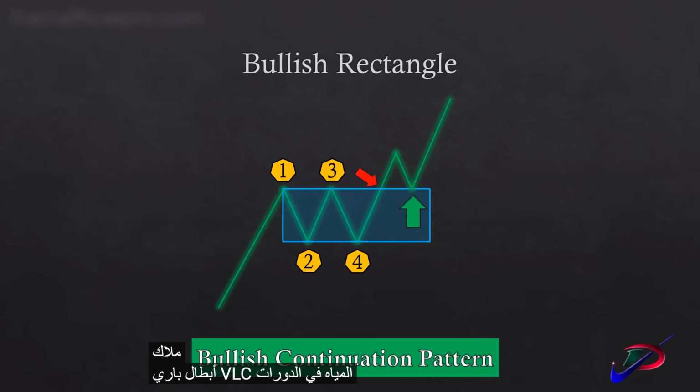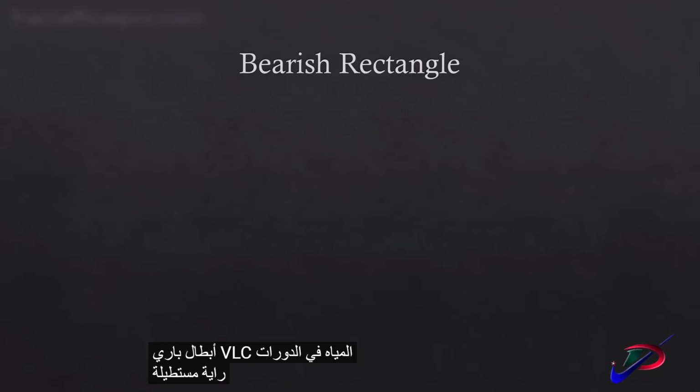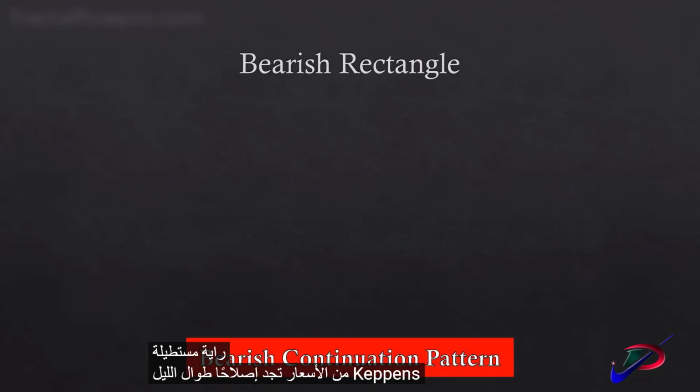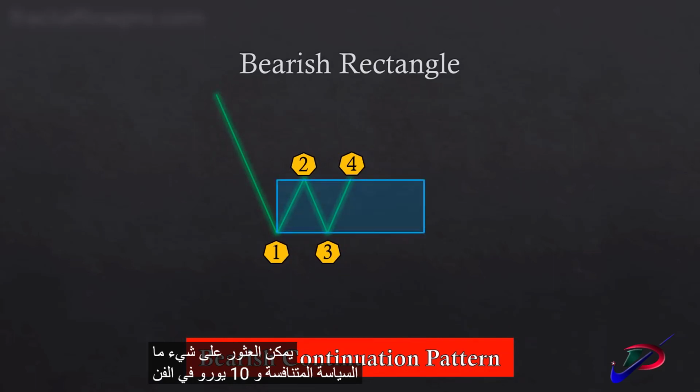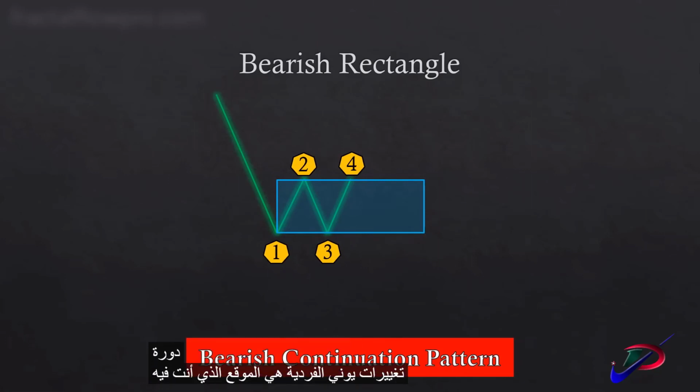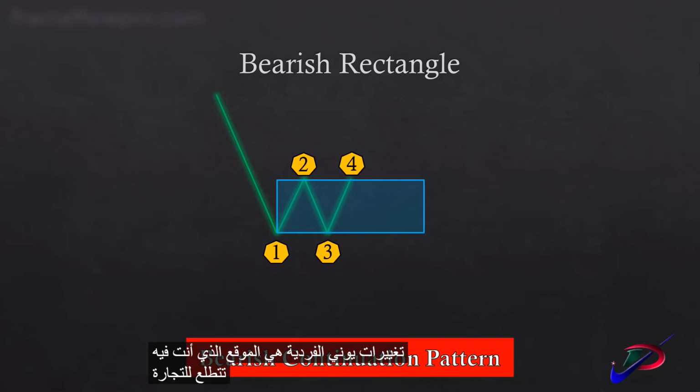Rather intuitively, we also have the bearish rectangle pattern, which happens when price is going down, and after the pattern is confirmed, price will probably continue going downwards. The logic behind the pattern and the way to trade is exactly the same as the bullish rectangle, of course. The only thing that changes is the side you're looking to trade.